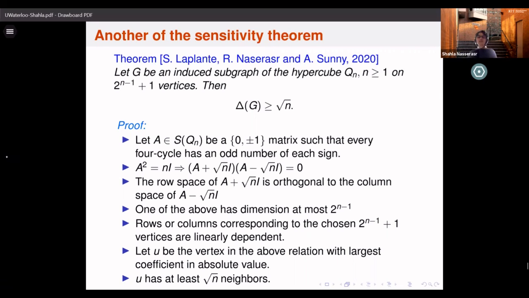So what that means is that when you look at the rows or columns of one of these matrices, if you take more than half the dimension, then there's going to be a linear dependence relationship between them. And all we have to do is to write that linear dependence relationship and look at the vertex with the largest coefficient. And it's not hard to see that that vertex is going to have at least the square root of n neighbors.